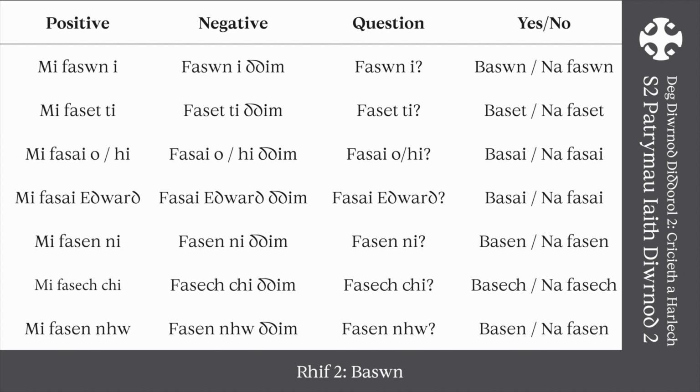Mi faswn i. Mi fasa ti. Mi fasa fo. Mi fasa hi. Mi fasa ni. Mi fasa chi. Mi fasa nhw. Faswn i ddim. Fasa ti ddim. Fasa fo ddim. Fasa hi ddim. Fasa ni ddim. Fasa chi ddim. Fasa nhw ddim. Faswn i, fasa ti, fasa fo, fasa hi, fasa ni, fasa chi, fasa nhw.